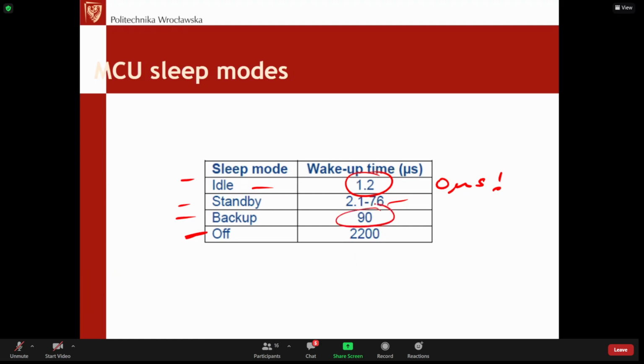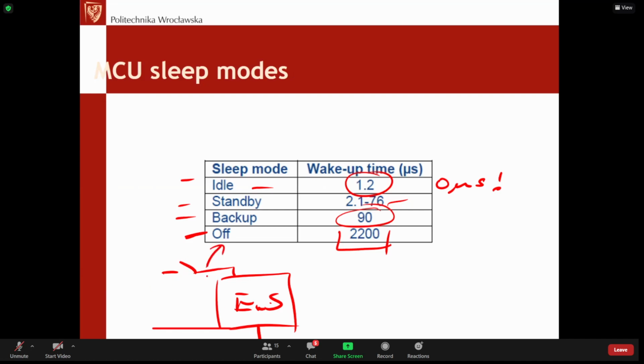Backup is much worse. Optimistically it's estimated at 90 microseconds, but this is without large capacitors connected to the microcontroller. And actually those large capacitors that need to be recharged make the wake up time from the off state so large. So if we have an embedded system and we decide to switch off the power completely, this is really the off mode.